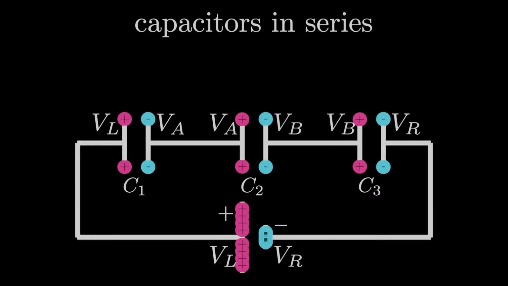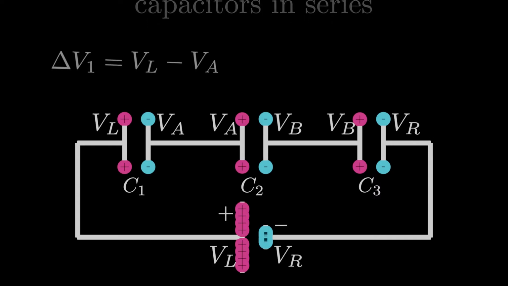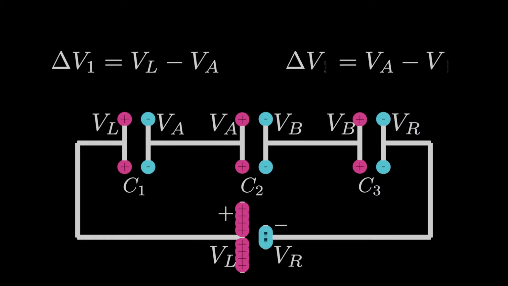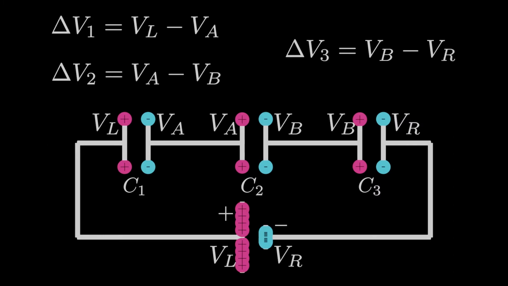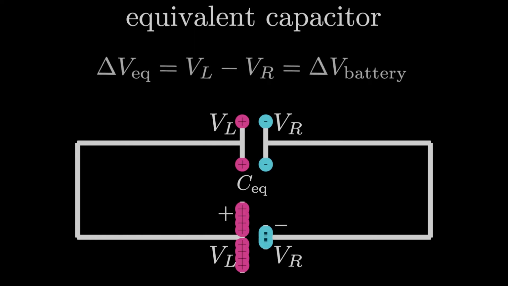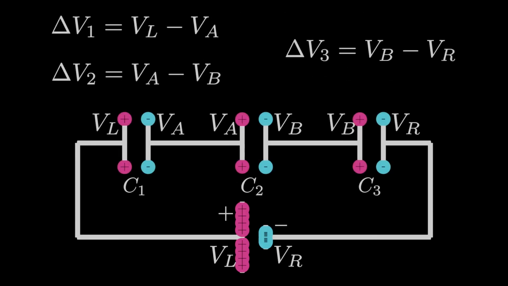Then what happens when we write out the potential differences for each of these capacitors? The potential difference across capacitor 1 with capacitance of C1, that potential difference is V sub L minus V sub A. The potential difference across capacitor 2 is V sub A minus V sub B. And finally, the potential difference across capacitor 3 is V sub B minus V sub R. So what do we do now? We had the potential difference for the equivalent capacitor as V sub L minus V sub R. But here we've introduced a lot of variables, so is there anything we can do to get something that looks like VL minus VR?